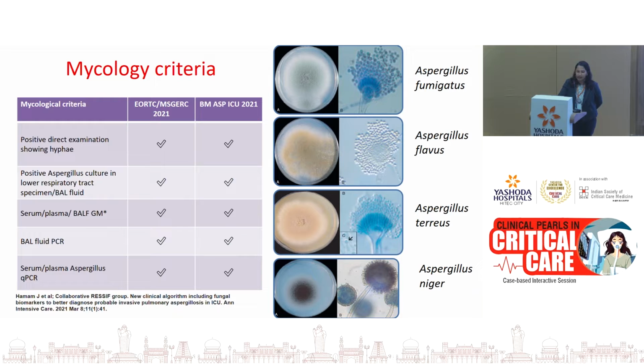as certain species have different antifungal susceptibility. So knowing the species of the aspergillus is also very important. Like this aspergillus terreus, it is inherently resistant to amphotericin B. So if it is detected, we should not be administering the patient amphotericin.